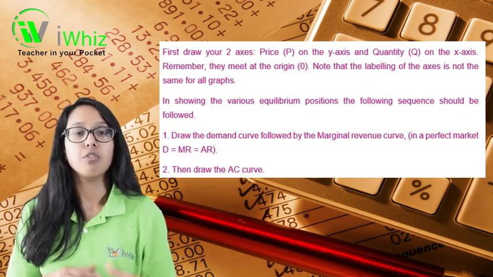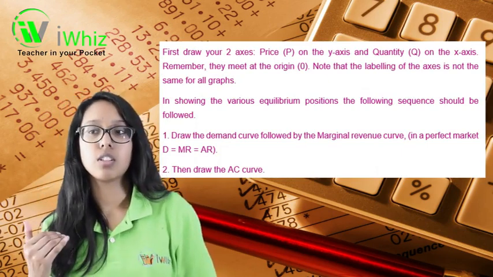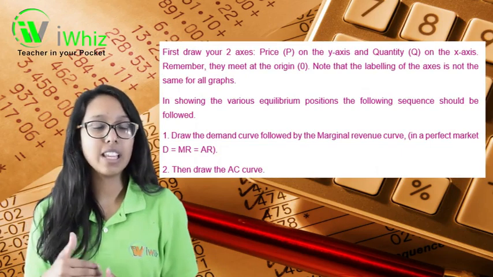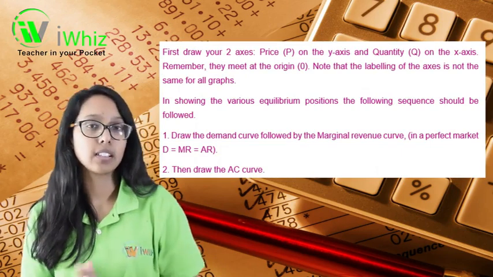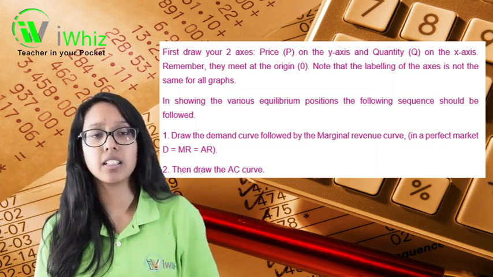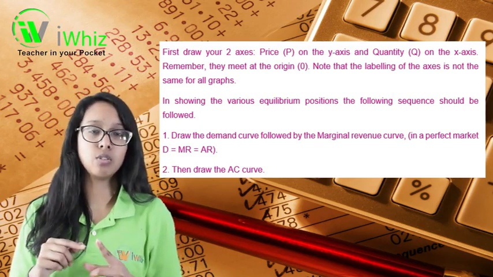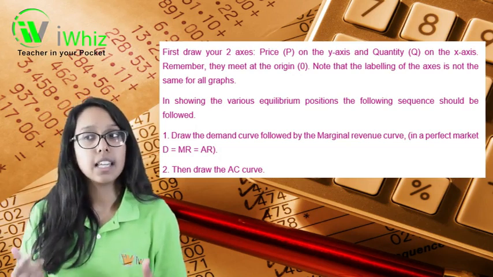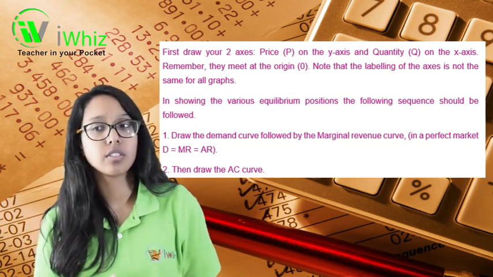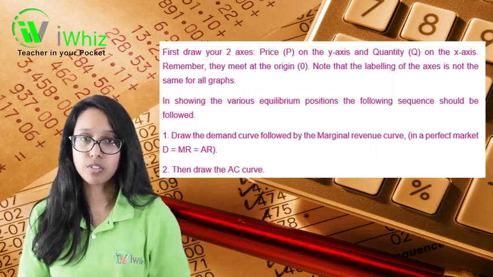So how exactly do you draw graphs in order to show the different equilibrium positions? First, you draw your two axes. Like we said, your horizontal axis is your quantity, which is your x-axis, and then your y-axis, which is your vertical axis, will then be your price. Remember that they meet at an origin, and the origin that they meet at is always noted as 0. So the labeling of the axis is not the same for all graphs. If you show different equilibrium positions, then different sequences will be followed.